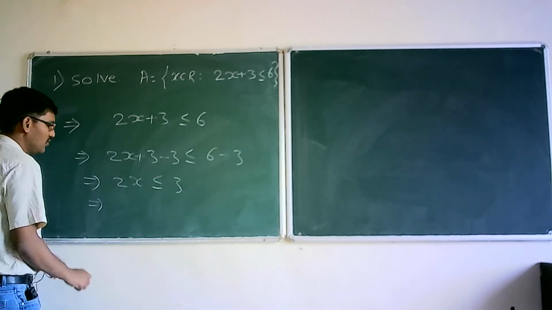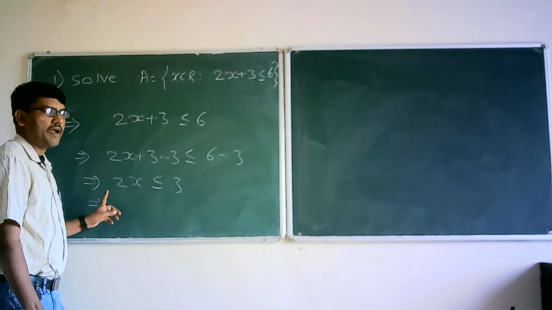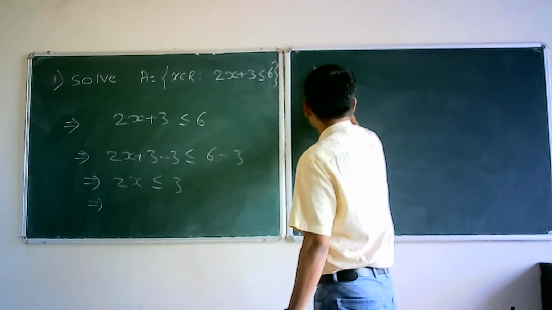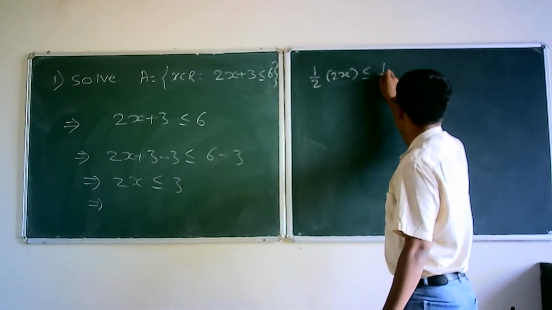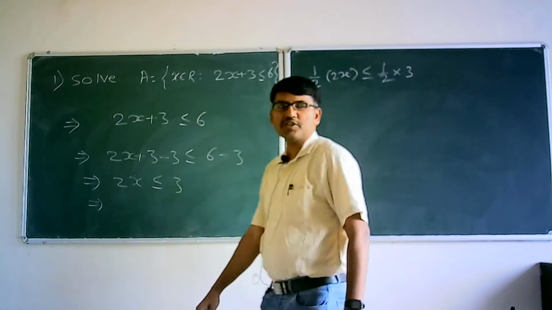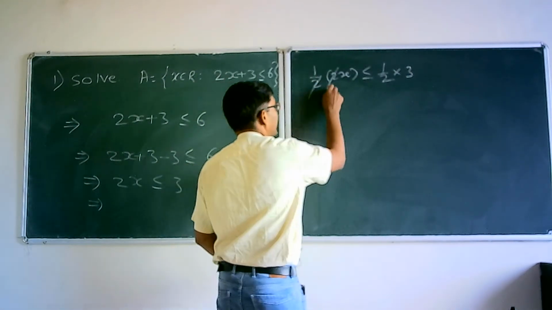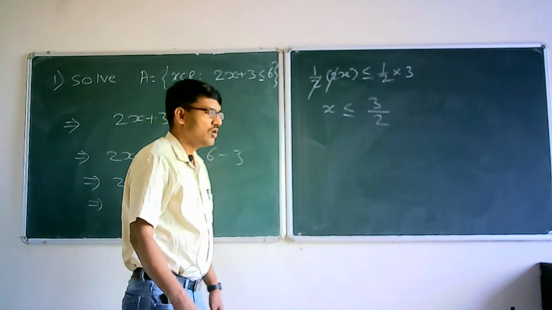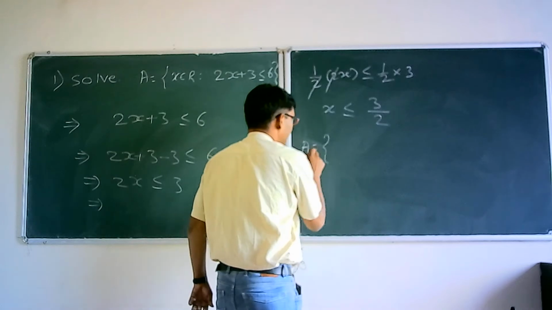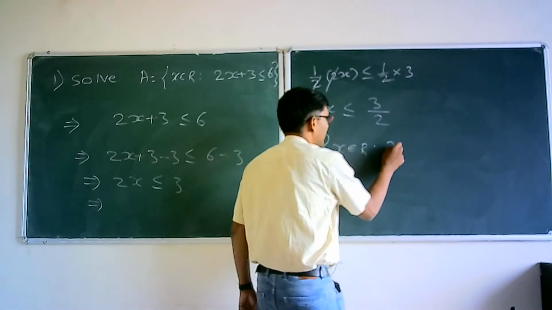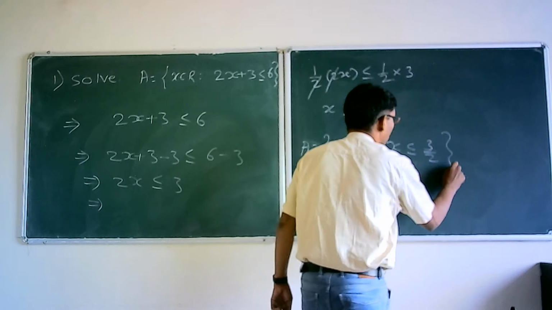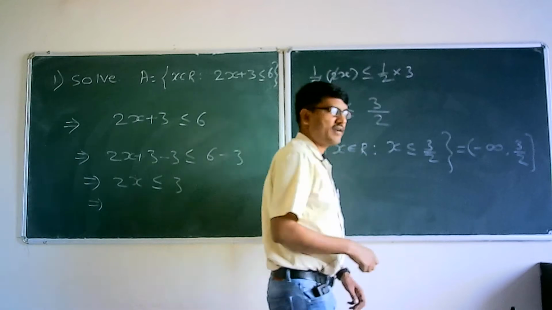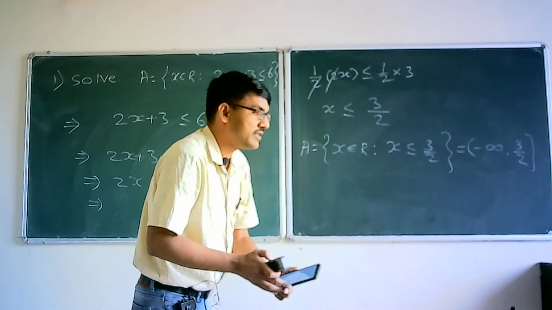Again, since we are multiplying by 1/2 on both sides, and 1/2 is a positive number, the sign again does not change. Why? Because 1/2 is a positive number. So the 2 will get cancelled here and x ≤ 3/2. So what is the answer here? A = {x belongs to R such that x ≤ 3/2}, or you can write this as (-∞, 3/2]. So hope you understand the solution of this inequality.